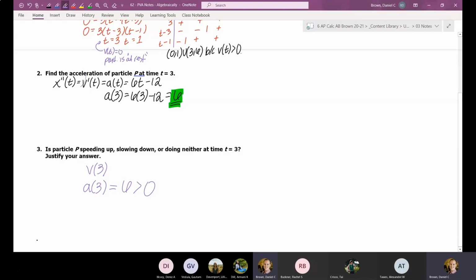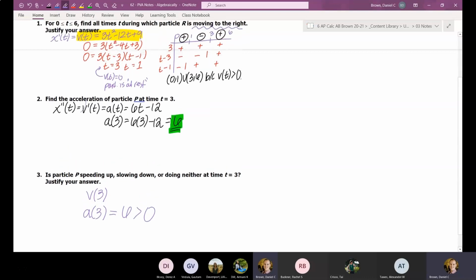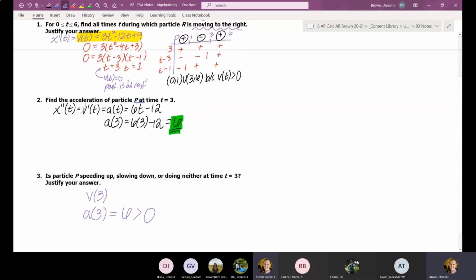I have also technically found what v of 3 is, because what is v of 3, based on what we did in that first question? It's going to give you 0. You could replug it in, but it's going to give you 0. Is 0 and something greater than 0 the same sign? No, so we're just going to say, vaguely, that it's really neither. There's nothing special happening.